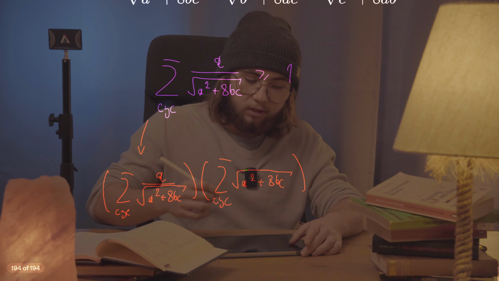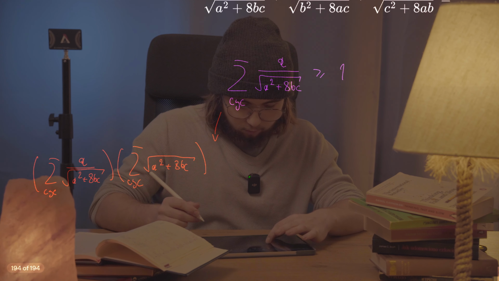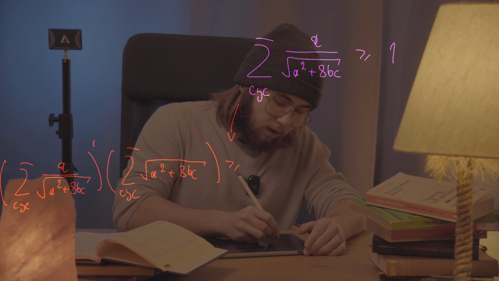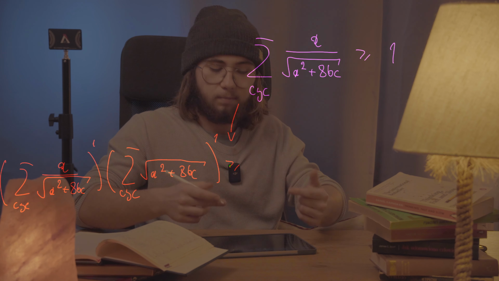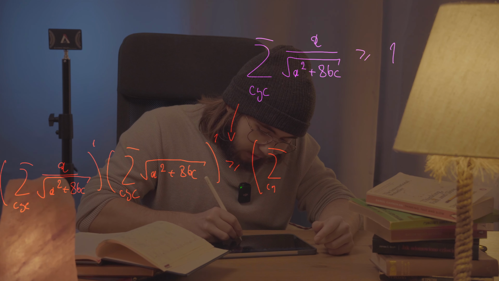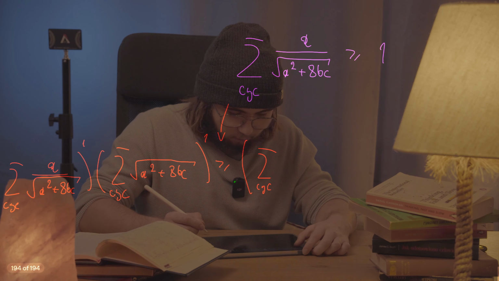Now by Hölder's inequality, maybe I will move it a little bit to the left so it doesn't mix up with stuff on the right. It's going to be greater than or equal to what? Our p and q are just 1. We are raising those two sums to the first power. And so it's going to be something like this. It's going to be the cyclic sum, so the index is going to stay the same. I think it's pretty straightforward.